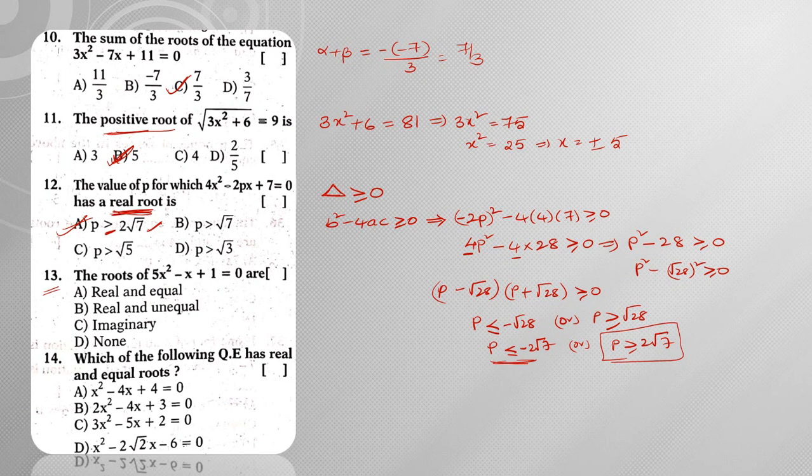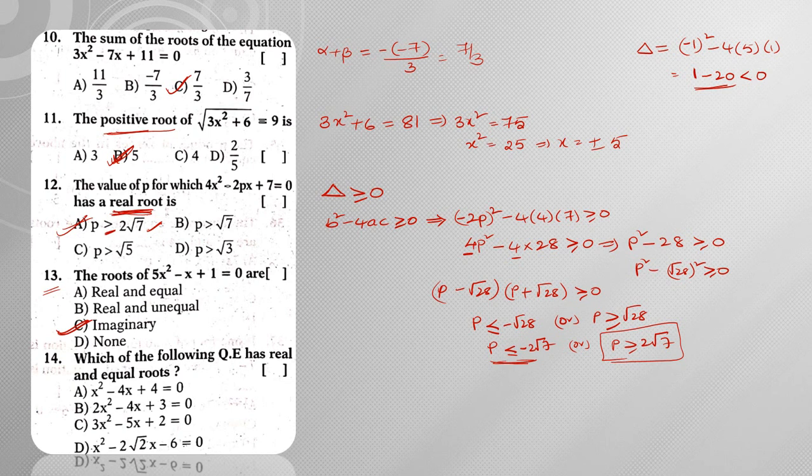Next, moving on to question number 13. The roots of this equation are, so how can you say the nature of these roots? Simply by finding out the value of the discriminant. Delta is equal to b square, minus 1 whole square, minus 4 into a value 5, c value 1. So this is minus 1 whole square is 1, minus 4 into 5 is 20. So clearly you can see that it is less than 0. So when it is less than 0, then the roots are imaginary.